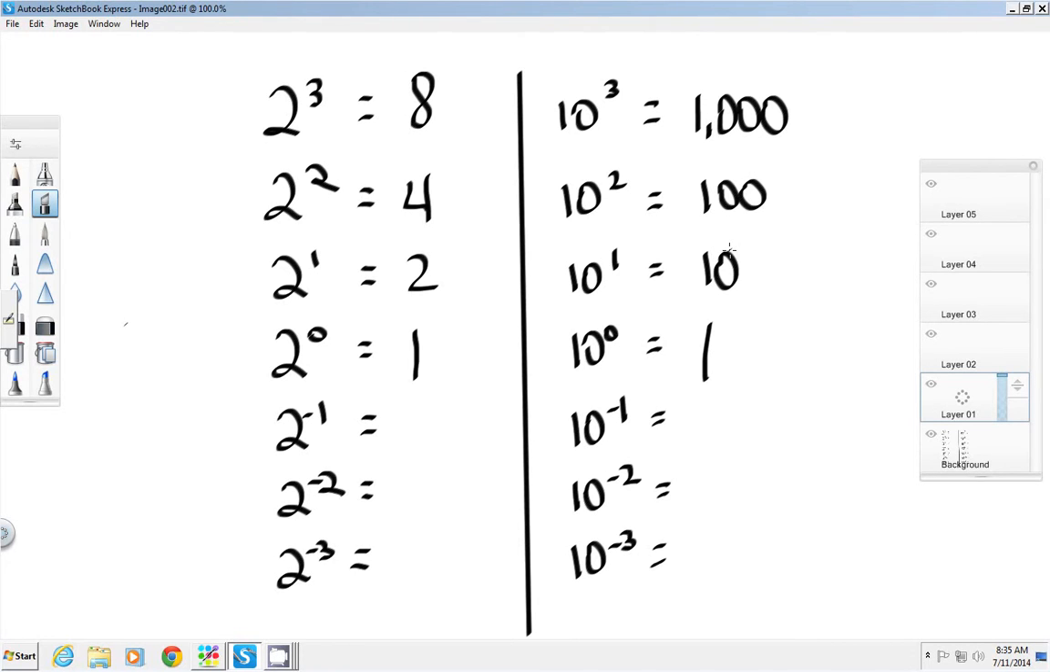Well, the question we have for ourselves is, we know what to do with a positive exponent. We know what to do with a zero exponent. Well, what do we do with these negative exponents?